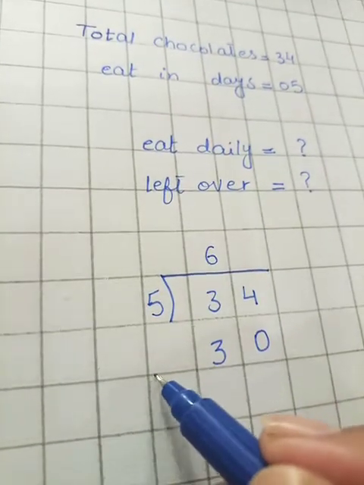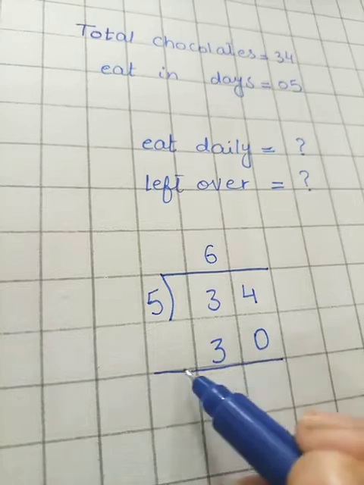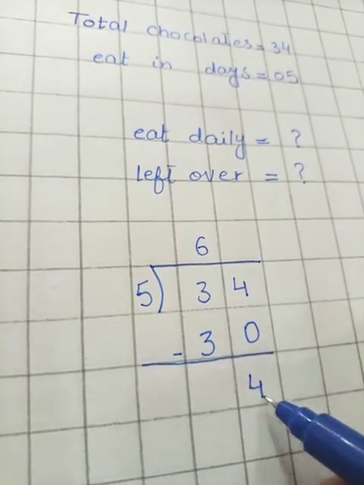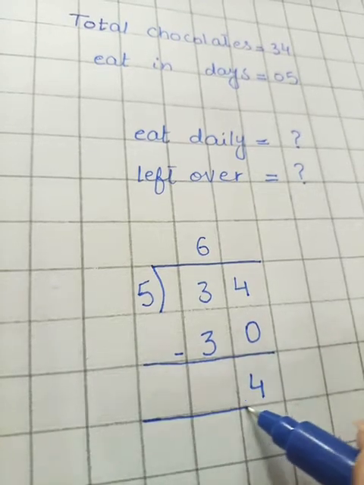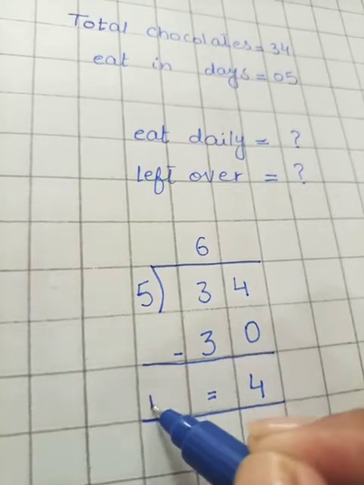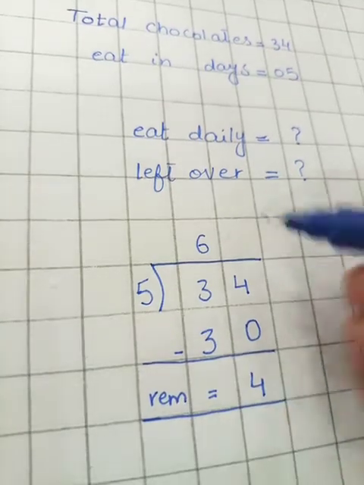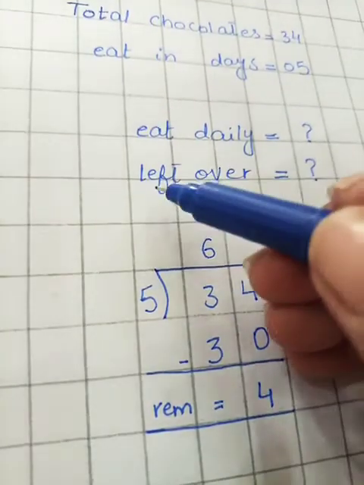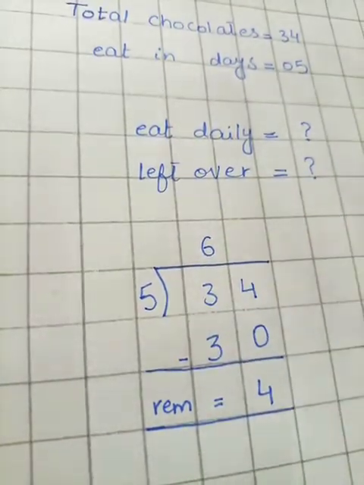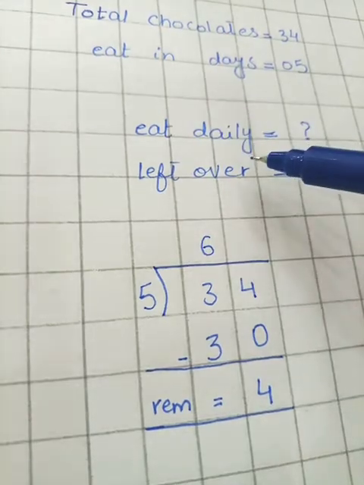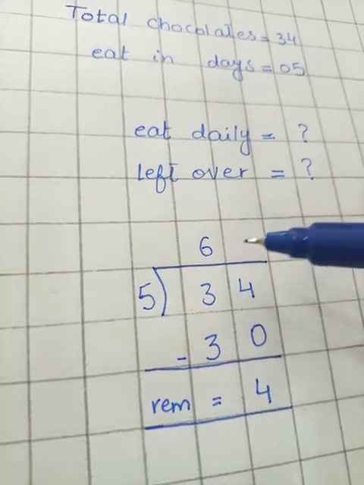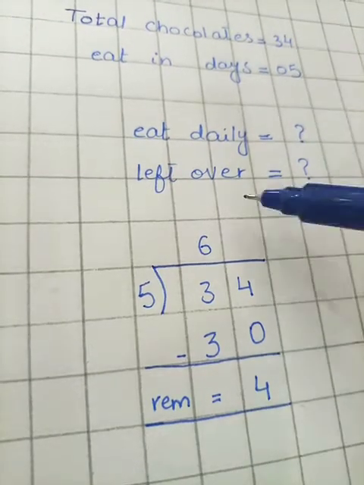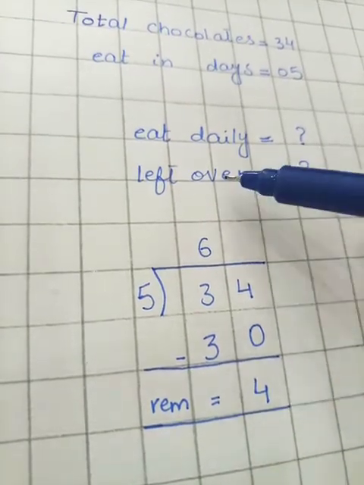Now in the next step, that is subtraction, here I am going to subtract 30 from the number 34. 4 minus 0 is 4. Now students, this 4 is our remainder and 6 is our quotient. Our quotient is the answer of our first question and our remainder is the answer of our second question. Okay students, how many chocolates will she eat daily? She will eat 6 chocolates daily. And how many will be left over? Out of 34 chocolates, there will be 4 chocolates left over.